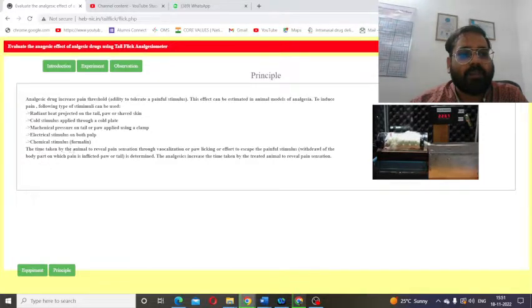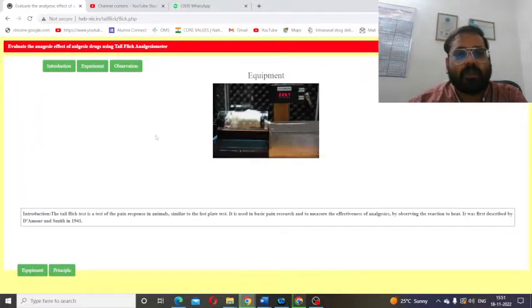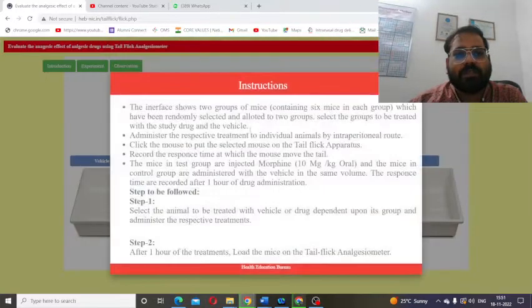The time taken by the animal to reveal the pain sensation through vocalization, paw licking, or an effort to escape the painful stimulus, or withdrawal of the body part on which pain is inflicted, paw or tail, is determined. The analgesic increases the time taken by the treated animal to reveal the pain sensation. The equipment which is used is this. So we will start the experiment.